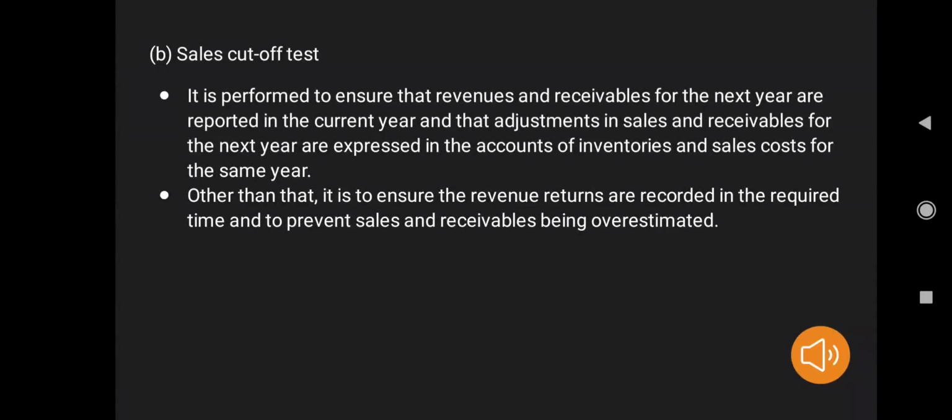And the next one, sales cut-off test. This test will be performed to ensure that revenues and receivables for the next year are not reported in the current year, and that the adjustments in sales and receivables for the next year are expressed in the accounts of inventories and cost of sales for the same year. It is also to ensure that sales returns are recorded in the required time, and to prevent sales and receivables from being overestimated.